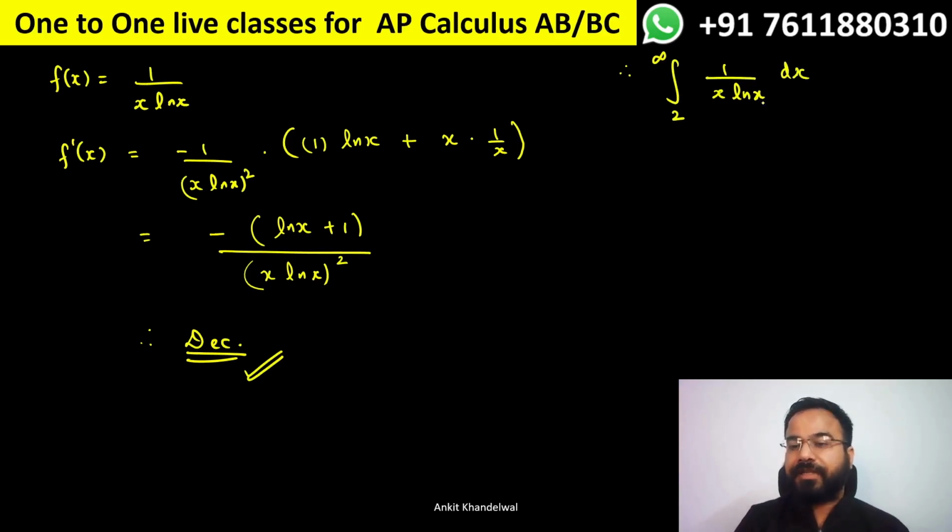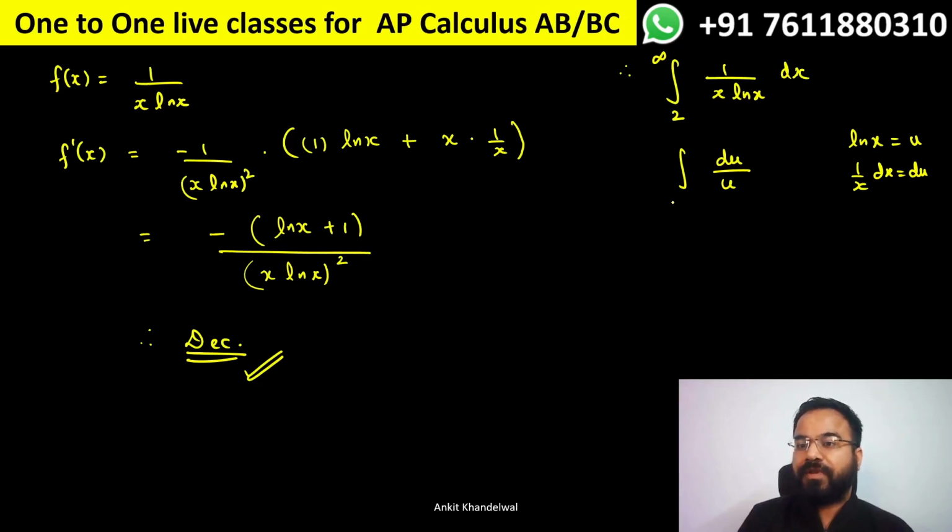Now how can we integrate this? Using the u substitution we can make it. Let's say ln x is equal to u. So if ln x is equal to u, the derivative is 1 upon x dx, that is equal to du. So dx upon x becomes du by u. And what will be the limit? Right now the lower limit is 2, so u will become ln of 2, and the upper limit is infinity, so ln of infinity is infinity. So this is an improper integral.